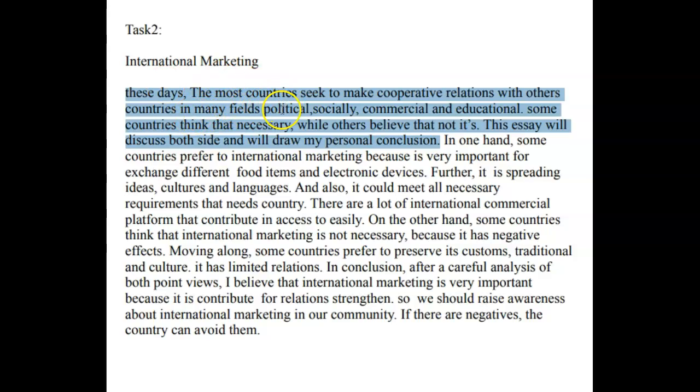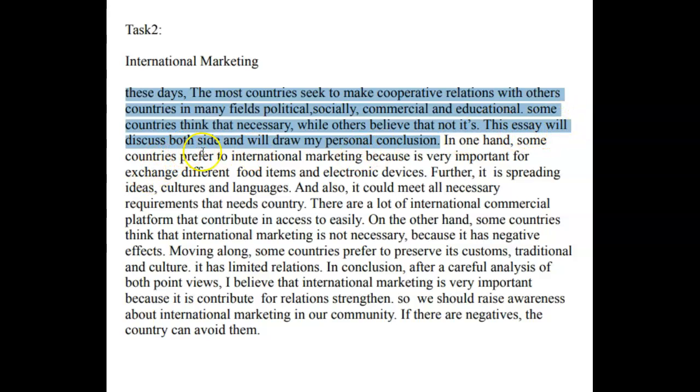So look, in many fields, politically, socially, commercially, and educationally. You needed to use the adverb form here. You did it for one of them, but then not the rest. I don't know what was going on there. Your punctuation is kind of all over the place. Capital letter here, the comma is here, but here you need a lowercase. Here, no apostrophe. Here you need a capitalized word. Some countries think that this is necessary, while others believe that it is not. Okay, so basic grammar has a problem. Let's keep going. Oh, wait, and one other thing.